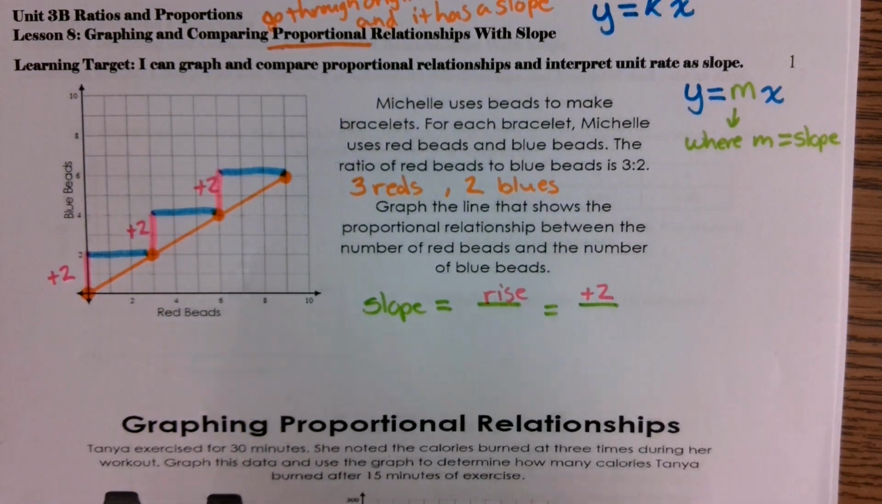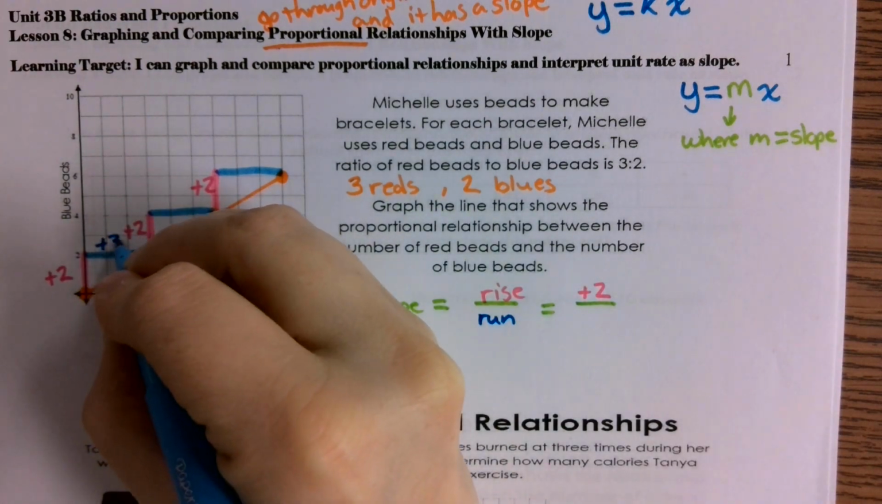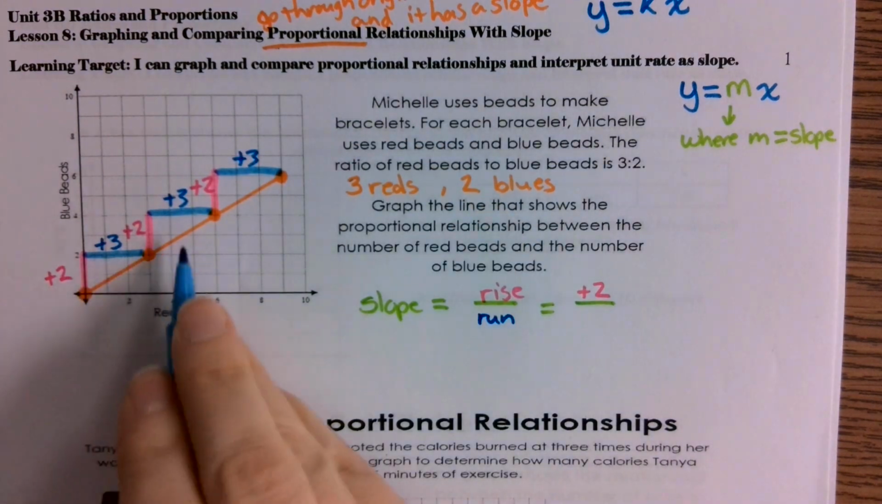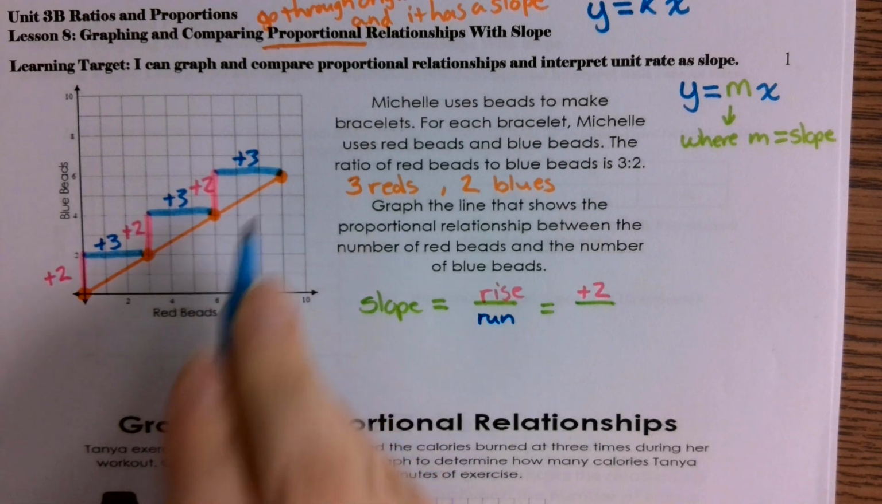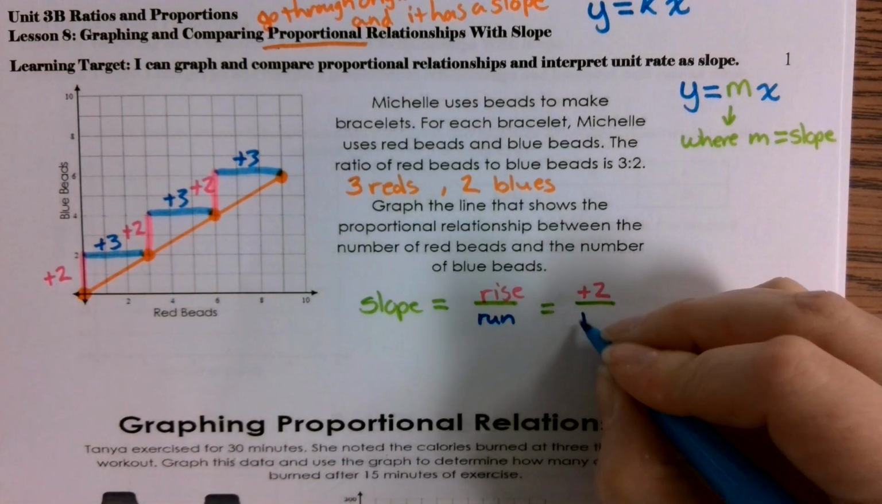Okay, then our run. Our run is 3. Good. Every single time we're moving to the right by 3. We're going from 0 to 3, from 3 to 6, from 6 to 9. Okay, so we're moving to the right by a series of 3s.